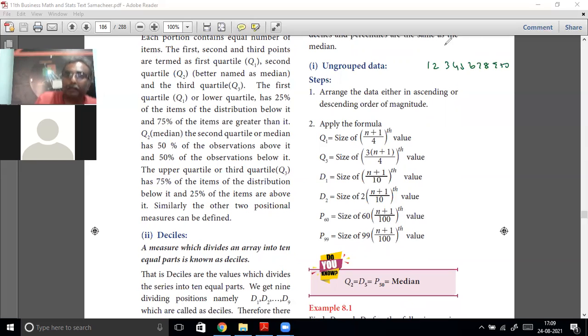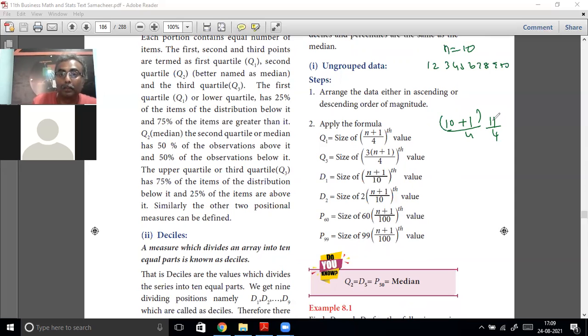Imagine the array has 10 data, then n is equal to 10. In this case Q1 is equal to 10 plus 1 divided by 4. Uncle, 11 divided by 4, why is n 9? No, n is equal to 10. 10 plus 1 is 11.